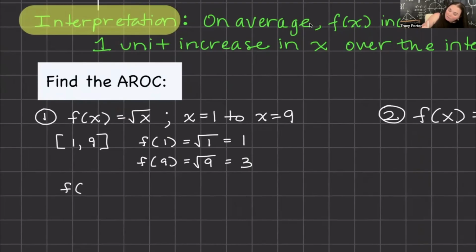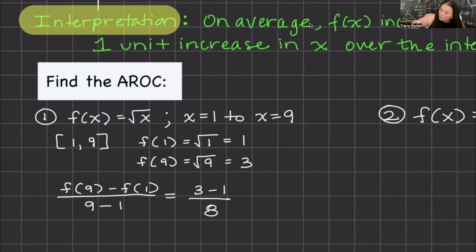And then you can easily set up your average rate of change by doing this. You have f of 9 minus f of 1 over 9 minus 1. And so we know that's going to be 3 minus 1 over 9 minus 1, which is 8. So you have 2 over 8 or 1 over 4. So that is finding the average rate of change. And of course, you can label it like so.